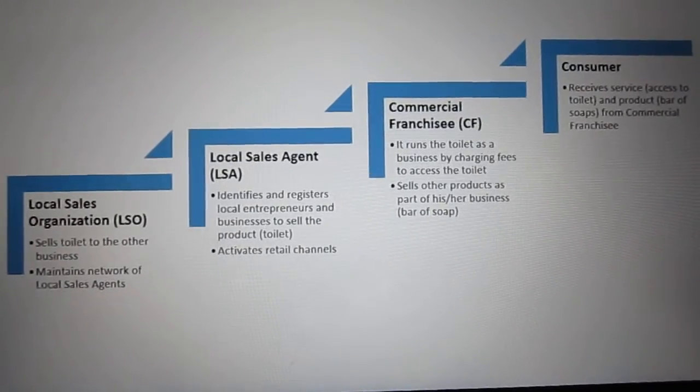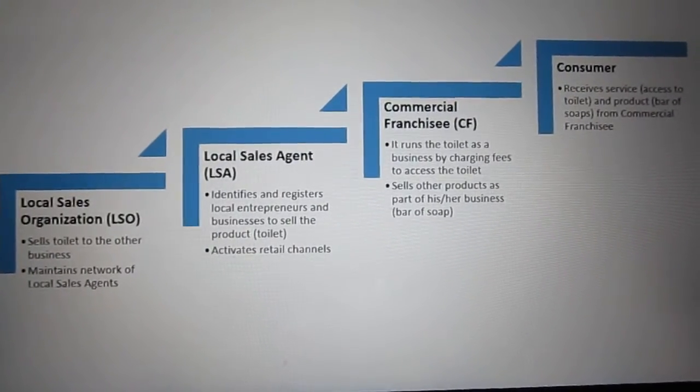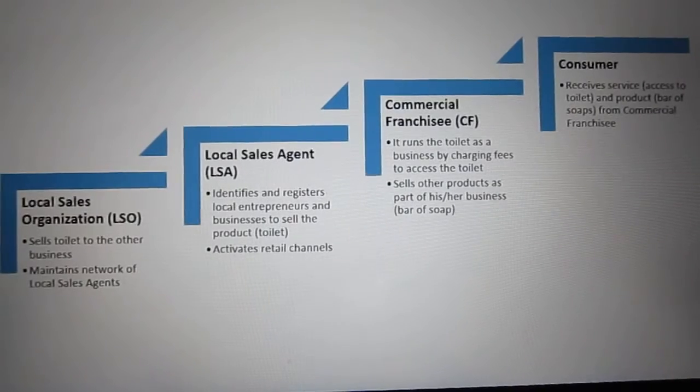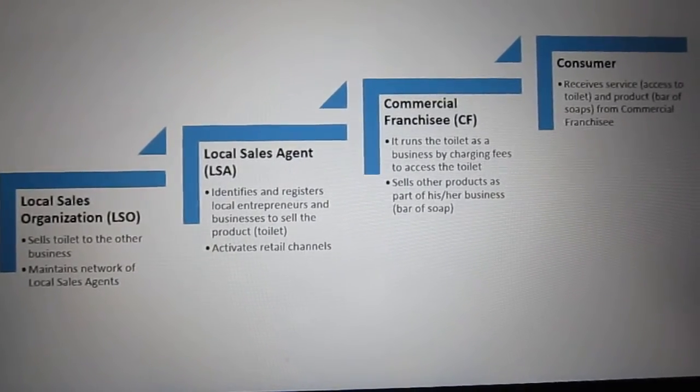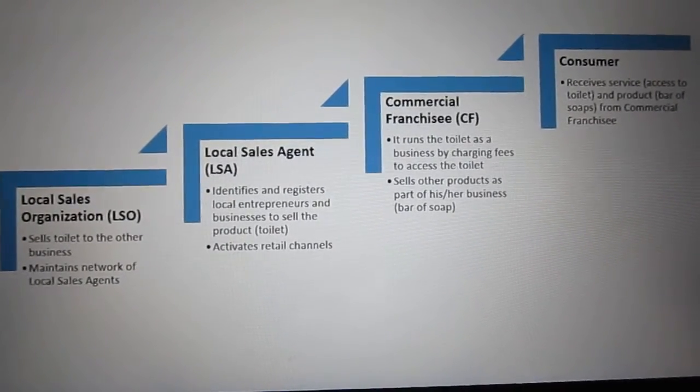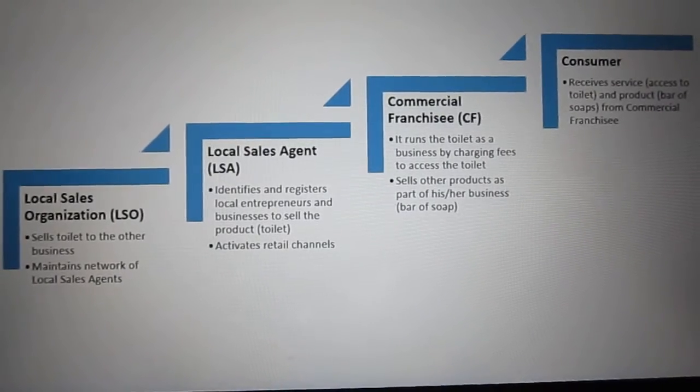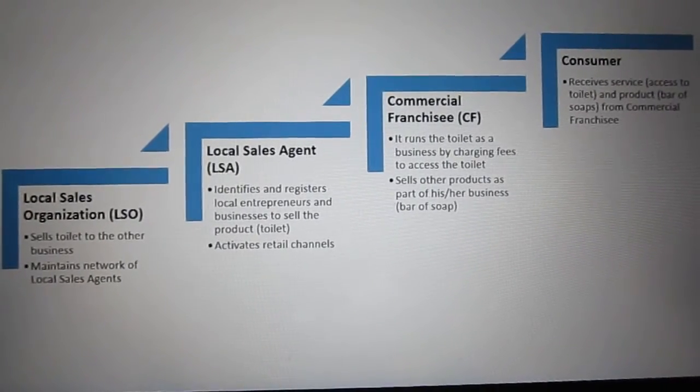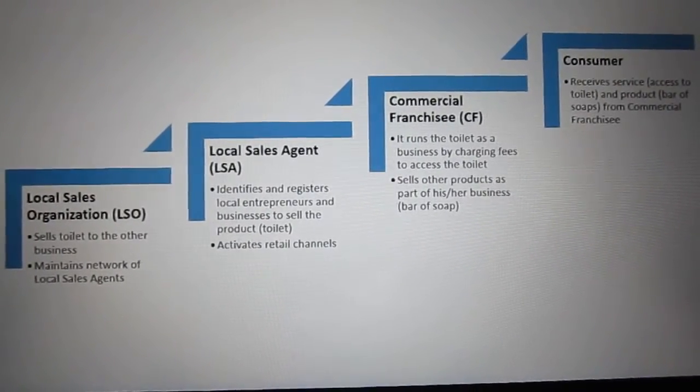The second business in the B2B model is the commercial franchisee. They run the toilet as a business by charging fees to access the toilet, and they can also sell other products as part of their business. And in our example, this product is a bar of soap.